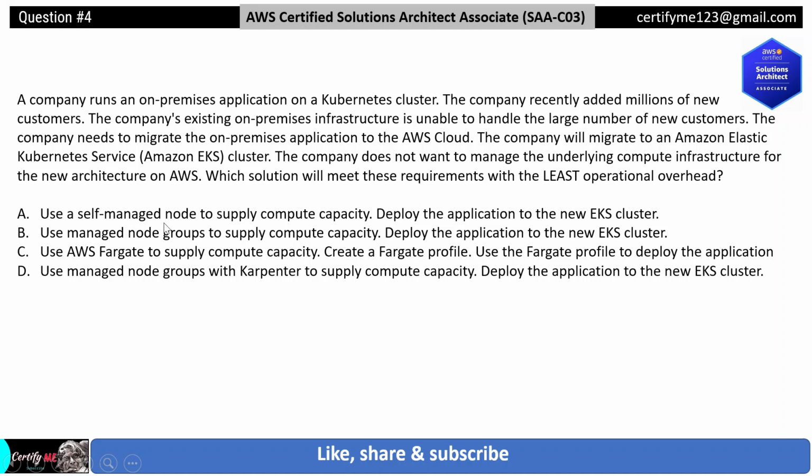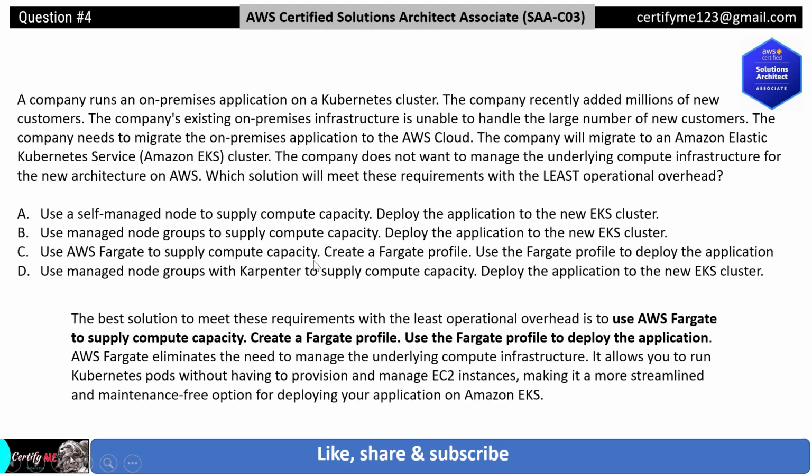Option A. Use a self-managed node to supply compute capacity. Deploy the application to the new EKS cluster. Option B. Use managed node groups to supply compute capacity. Deploy the application to the new EKS cluster. Option C. Use AWS Fargate to supply compute capacity. Create a Fargate profile. Use the Fargate profile to deploy the application. Option D. Use managed node groups with Karpenter to supply compute capacity. Deploy the application to the new EKS cluster.